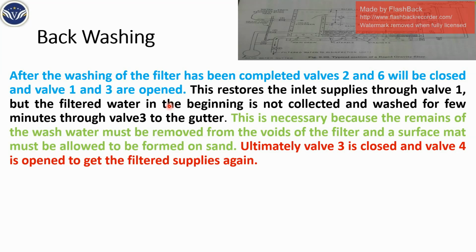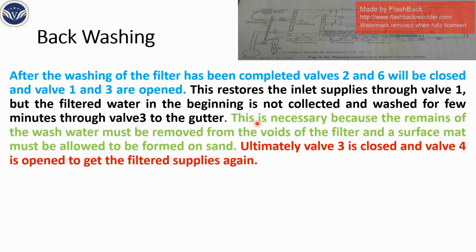Next, after this process is completed, you close valve number 2 and valve number 6. Then you open valve number 1 and valve number 3, not valve number 4. That water is not to be collected for filtration again. It has to be thrown through the gutter only, because some impurities will be left out. Certain particles should not be sent to the distribution network or the disinfectant unit.